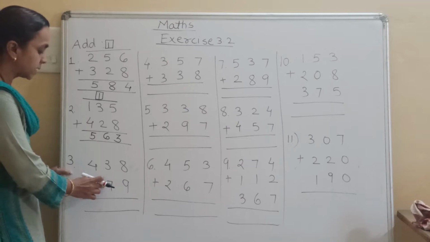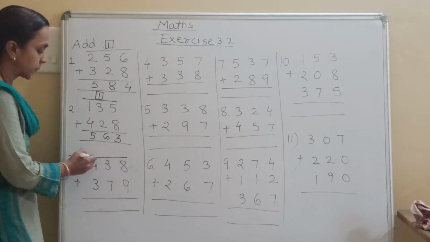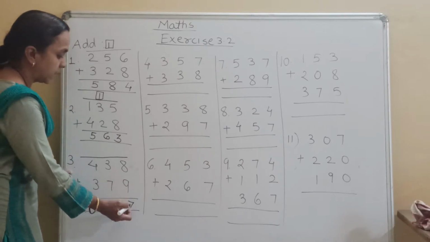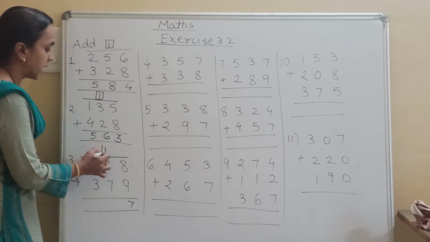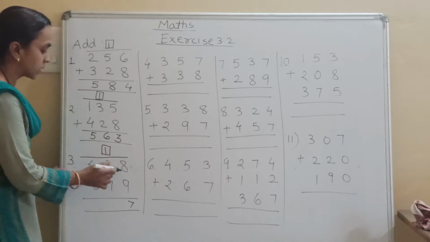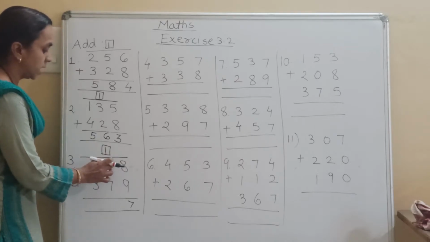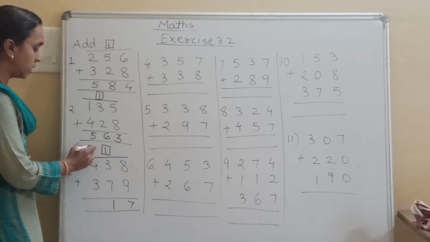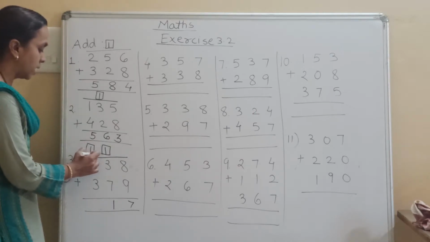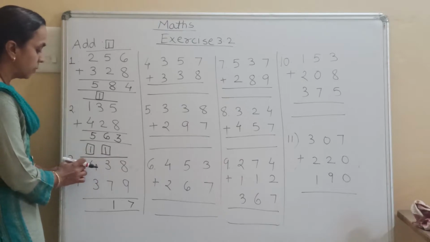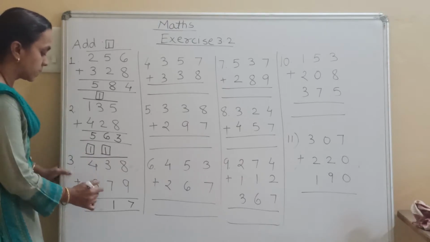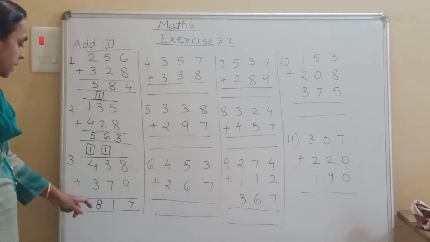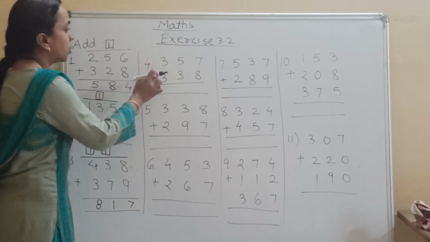Now see the third question. 438 plus 379. 9 plus 8, 17. So write 7 here, and write down 1 carry in the box. 7 plus 3, 10, 10 plus 1, 11. So write 1 here. What is the carry? 1. So write that carry here. 4 plus 1, 5. 5 plus 3, 8. What is the answer? 870.